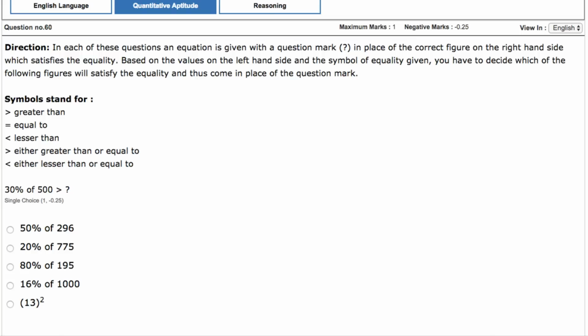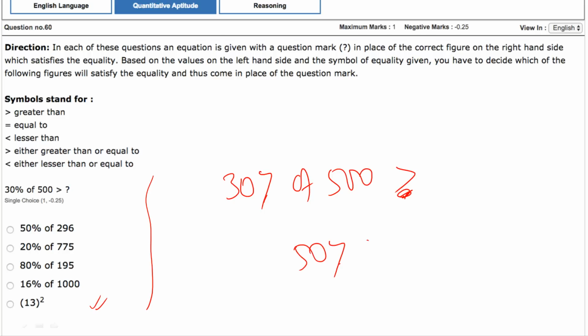Okay. This question, just see how simple this question is. I hope it is visible to everyone. I will not be able to write down all options because this is a game of options, right? So 30% of 500 is greater than what? Not greater than, equal to, greater than what? Clearly 50% of 296.